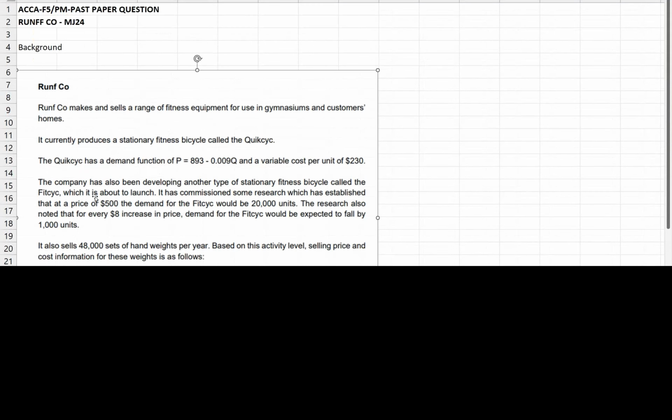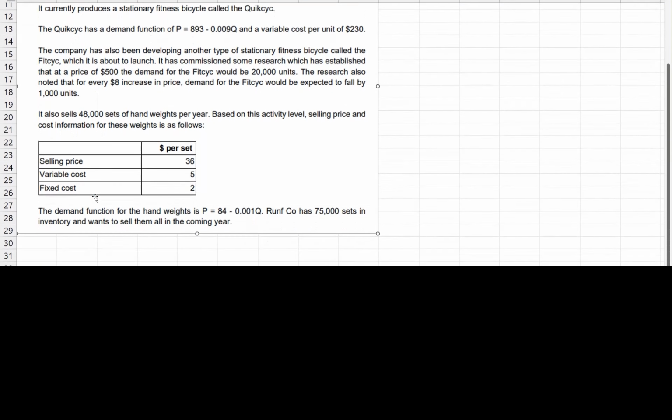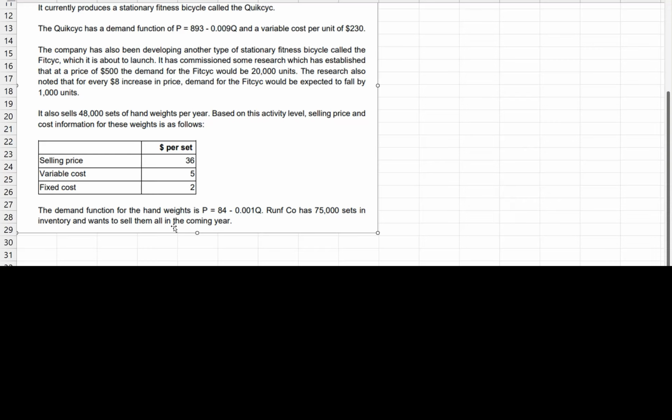See, in the question they have provided a demand function for the quick cycle as well as the handbag, but they don't provide it for the fed cycle because this product has not yet been launched. So we need to formulate a demand function. And how can we formulate it? The formula for the demand function is P equal to A minus BQ. As I told you, in some cases the question will provide the demand function. If not, in that case you need to calculate it by yourself.